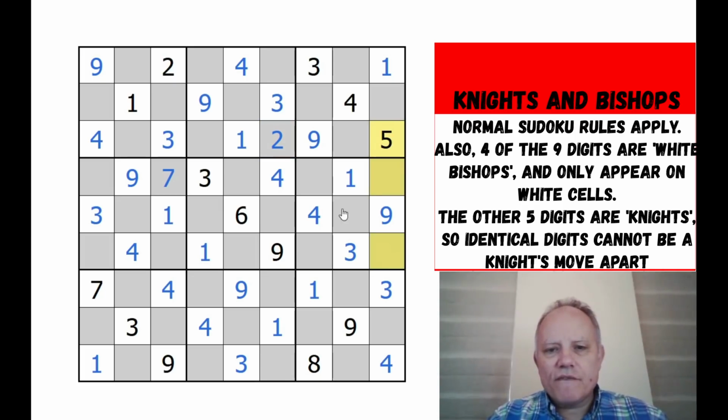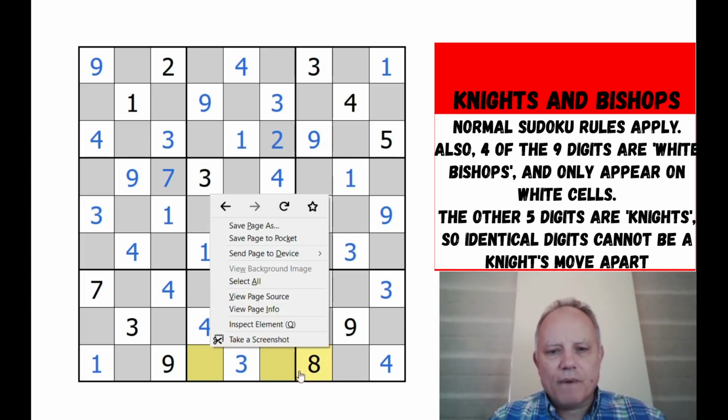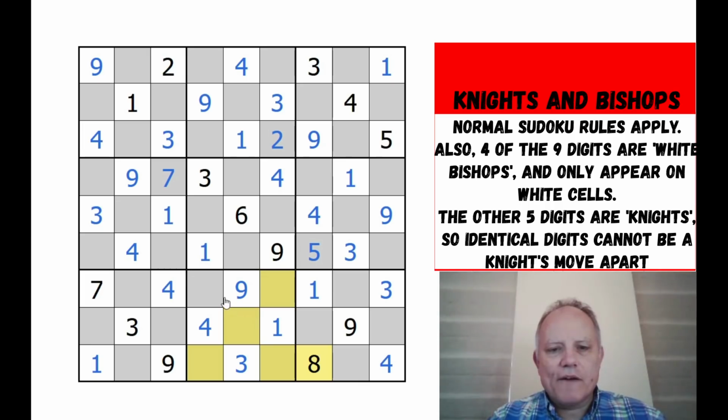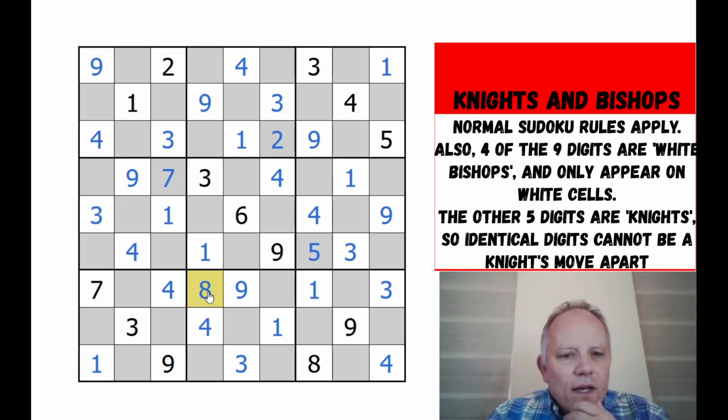Look at that 5. That's using all of those up. So this has to be 5. And this 8 must go in here. Again, let's just highlight the cells that are ruled out by the 8, either from where it is in its row or by knight's moves. I mean, that's intriguing. Now what can we do?